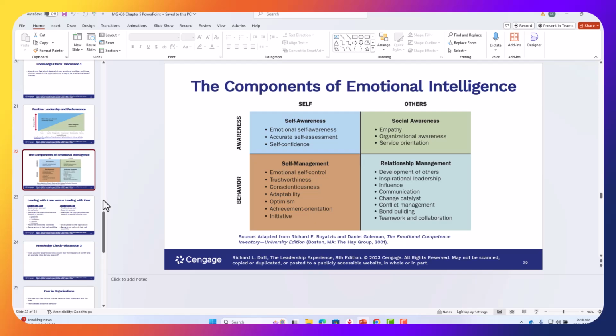Components of emotional intelligence. We see behavior and awareness. Let's look at self and others. So when we look at components of emotional awareness: self-awareness, emotional self-awareness, accurate self-assessment, self-confidence. So emotional self-awareness and accurate, know thyself. Know your own emotions. Be in tune with that.